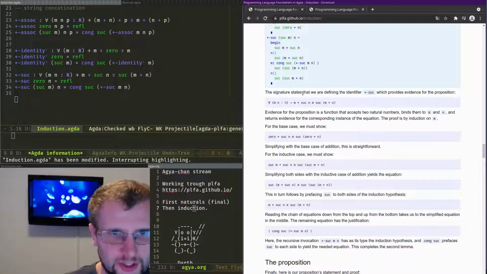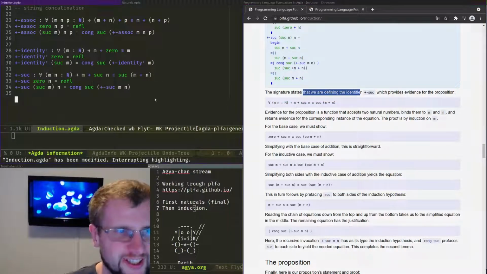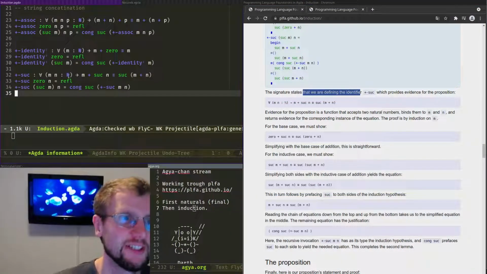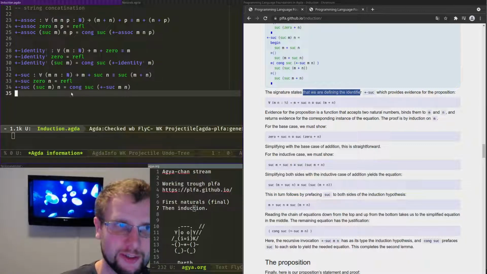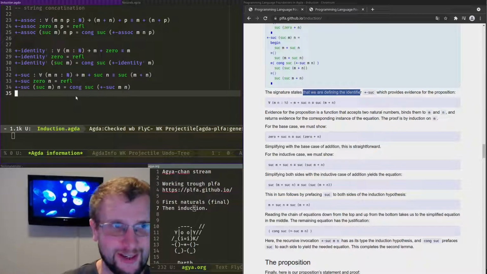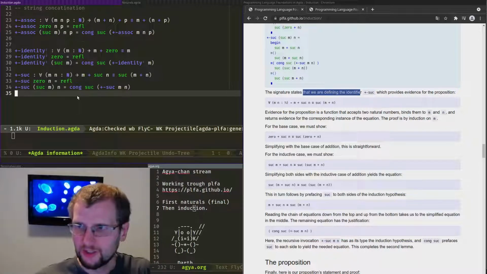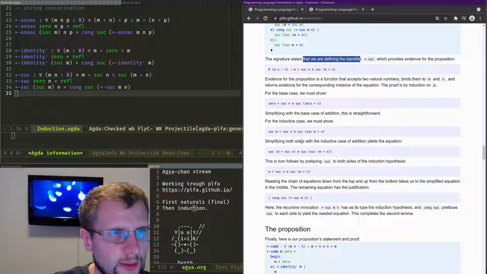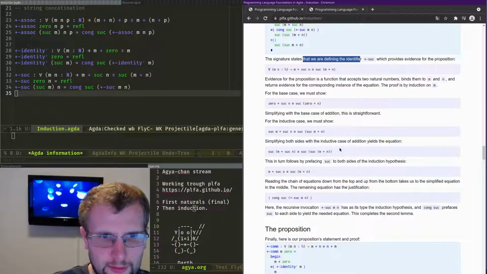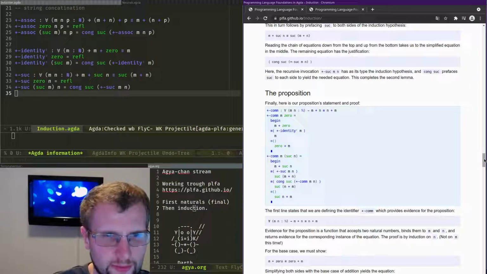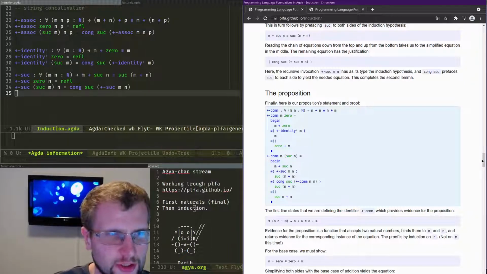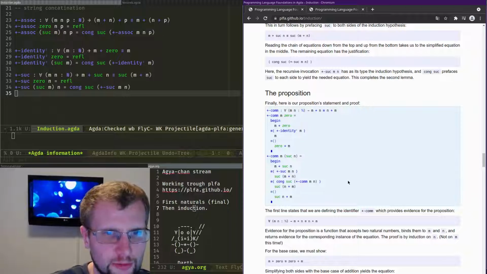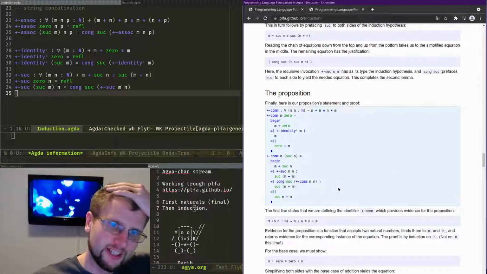Beautiful. The signature states that we are defining identity as suc. And I like how the reason I'm thinking this is all correct, and I'm just talking out of my ass, is because it compiles, therefore it must work, right? I guess it's somewhat true in Agda. For the base case, we must show m plus suc n is equal to suc m plus n. So yeah, that makes a lot of sense. And finally, we need the statement and proof. Well, this one is more interesting because you're using identity. Oh, you're using both. Oh my god, what's happening here?